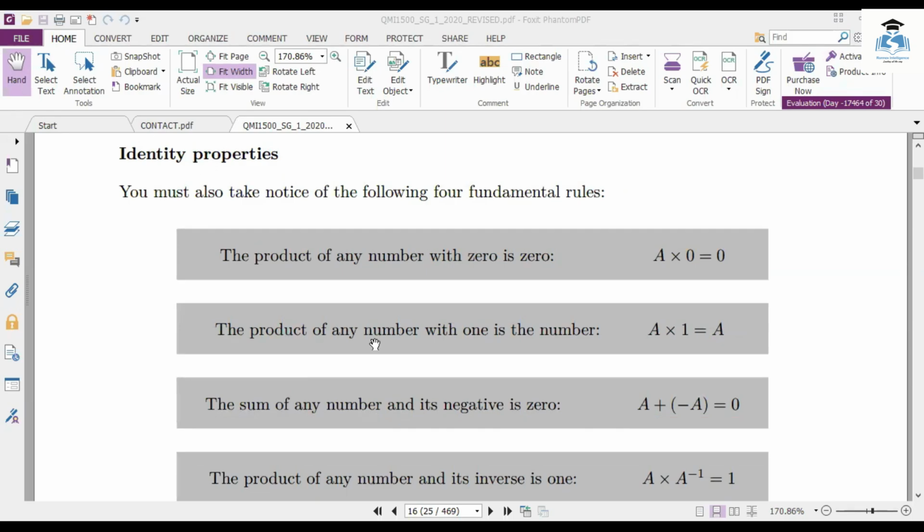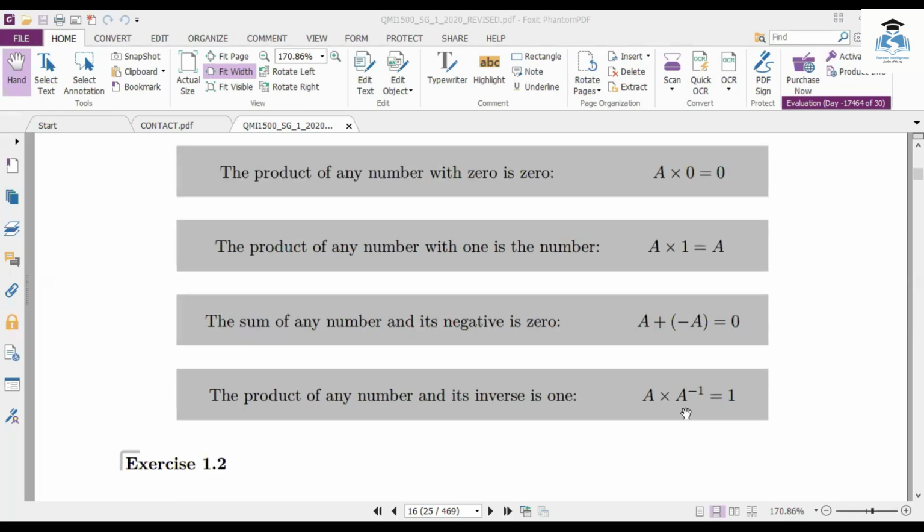Then this one, a times a to the power negative 1 will always give you 1. Remember the laws of indices. A to the power negative 1 is the same as 1 over a. So a times 1 over a, the a will cancel this a, so it will always give you 1 times 1 is 1.